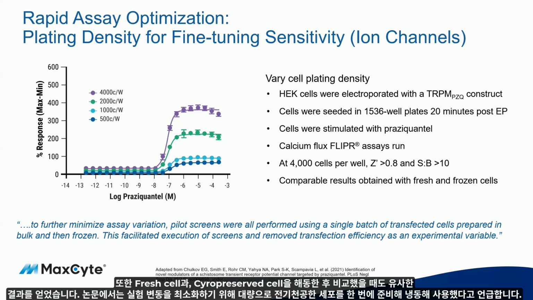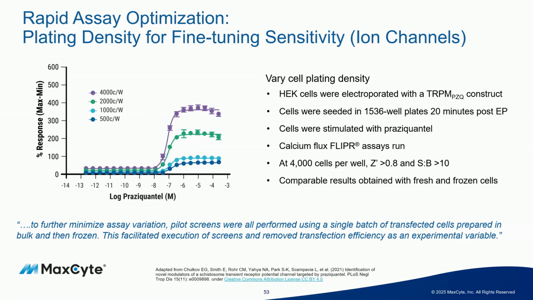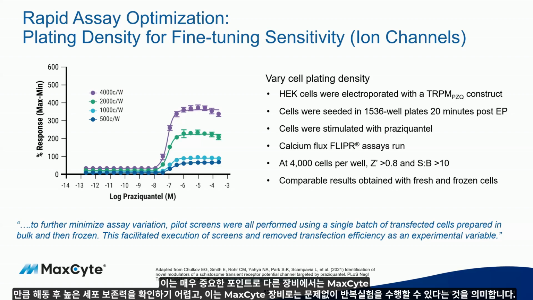And so they also compared fresh versus frozen, and they got comparable results. And then a quote from this paper is that to further minimize assay variation, pilot screens were all performed using a single batch of transfected cells prepared in bulk then frozen. And this is a very vital key point, because many electroporation instruments may not preserve the cell viability as well as MaxCyte, so you can't always do this. With gentle electroporation with our instrument, they were able to execute this experiment and do their technical replicates without any problems.